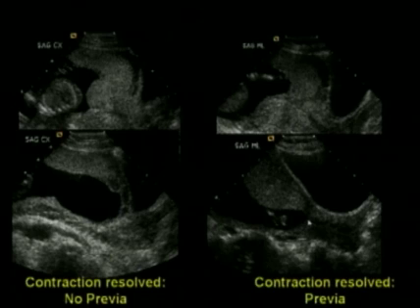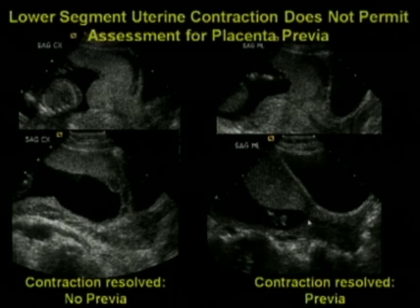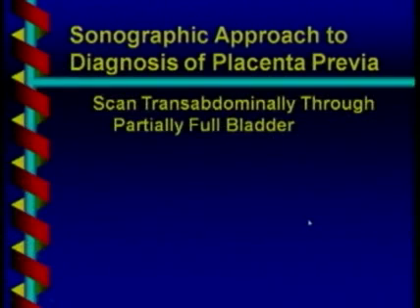So the way to avoid the pitfall of a uterine contraction is to recognize that it's present by seeing these rounded bulges by the cervix and waiting for them to go away. So in these cases, the lower uterine segment contraction does not permit assessment for placenta previa.